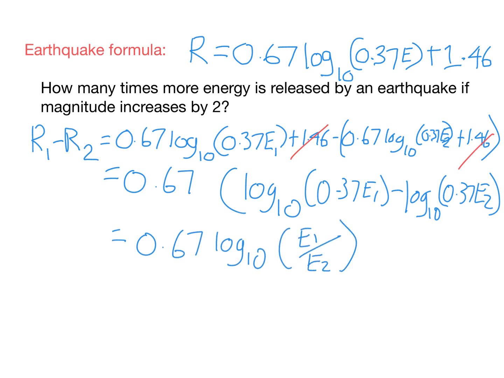So if, for example, E1 over E2 was 10, what that means is the energy released by the first earthquake is 10 times larger than that of the second. So if this was 10, I'd have log 10 of 10, which is 1. 0.67 times 1 is 0.67. So what I'm saying here is this scale means that every time you multiply the energy by 10, then the magnitude on the Richter scale goes up by 0.67. So that's how this particular scale works.